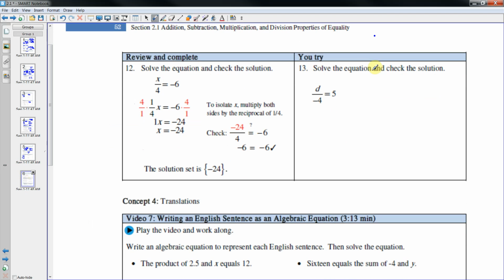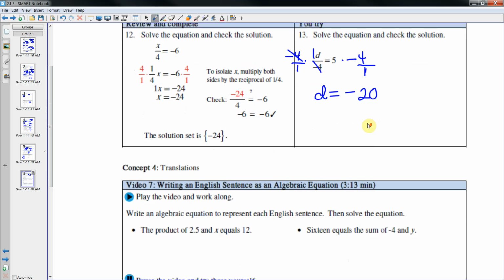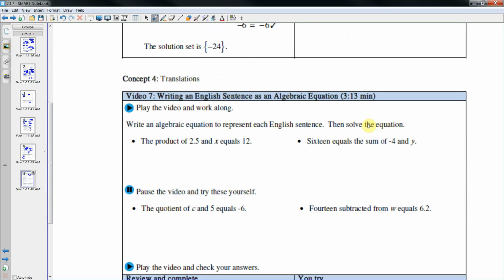This one is very similar. I've got a d on the bottom, so that's like having a 1 over negative 4. So I'm going to multiply by negative 4 over 1 on both sides. You don't have to put the 1 over there on the right side with the 5, but I'm going to do so just so you can see what I'm doing. The negative 4's cancel. I have d equals 5 times negative 4 is negative 20.